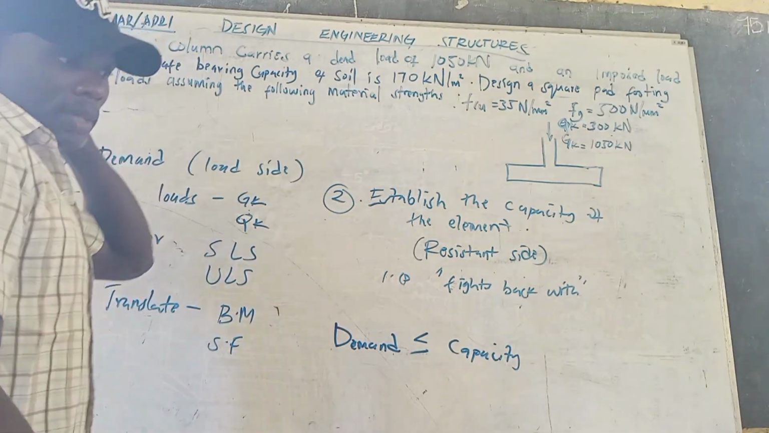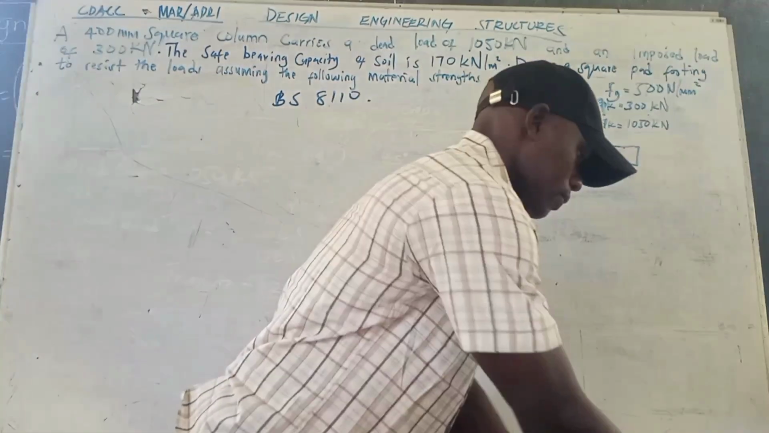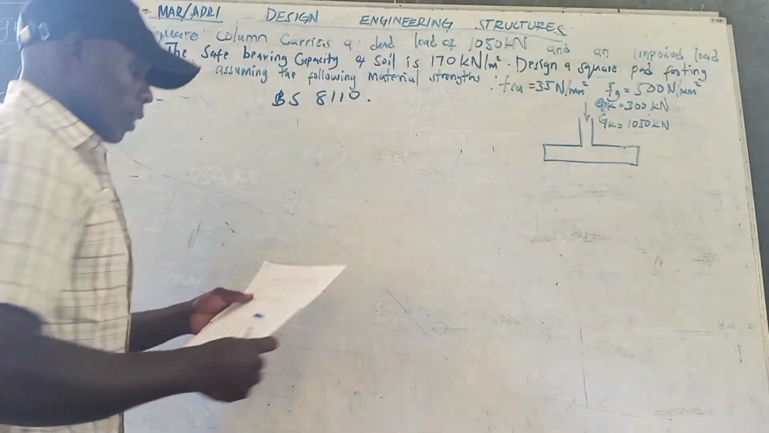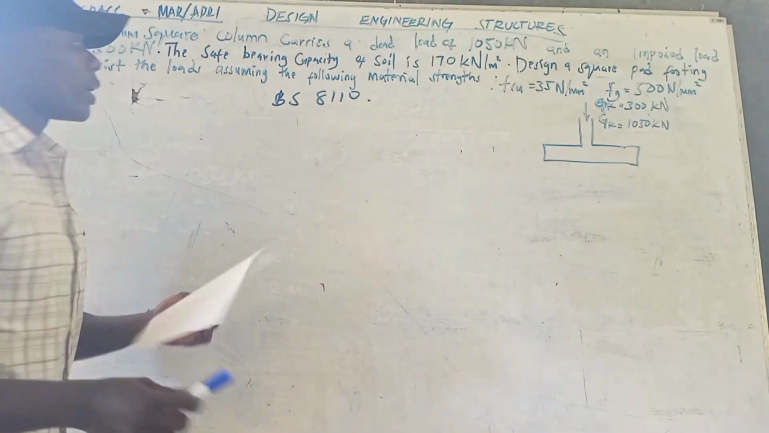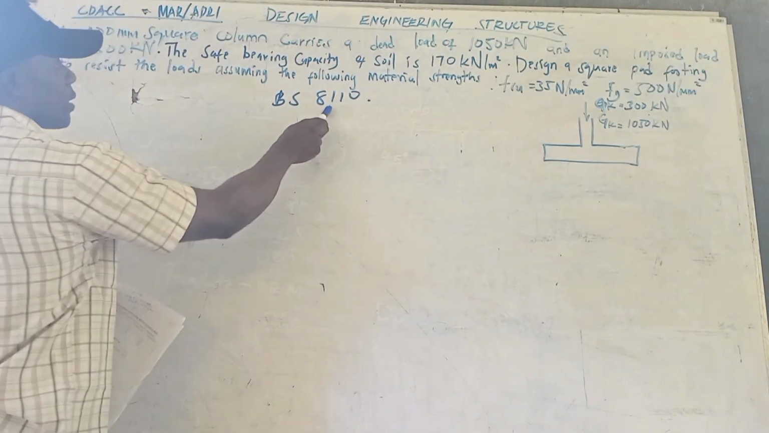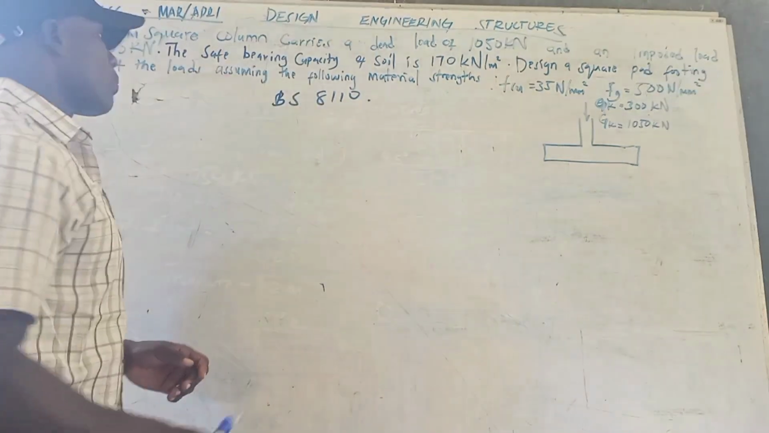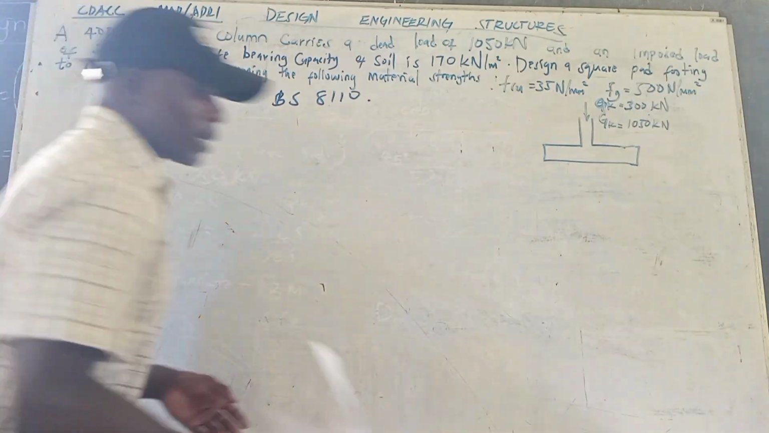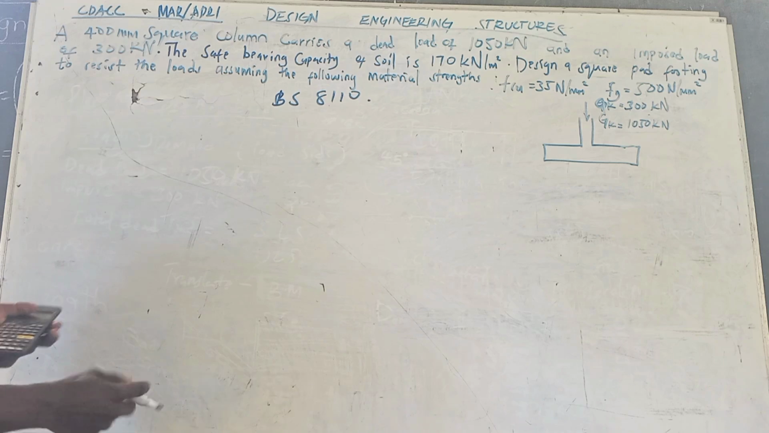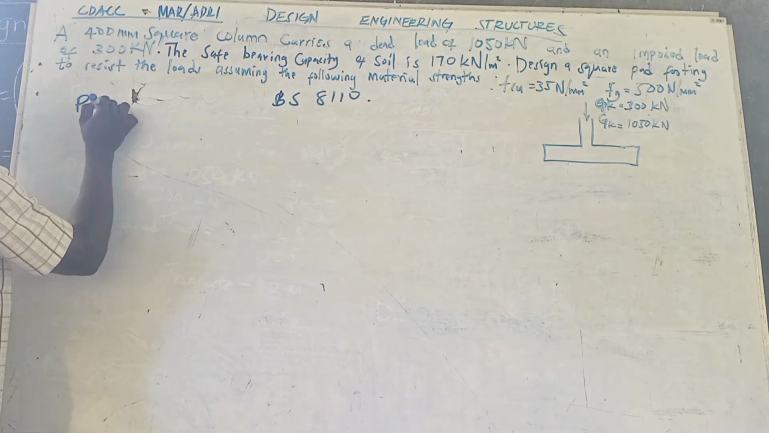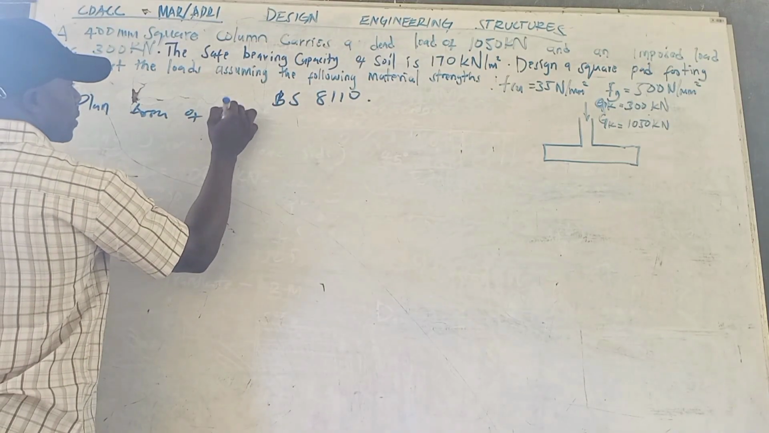So let's begin our design. By the way, our design is to BS8110. So I hope you are ready with your design table, design concrete table. So let's begin with our calculations. First things first, we're going to require the plan area of our pad footing base.